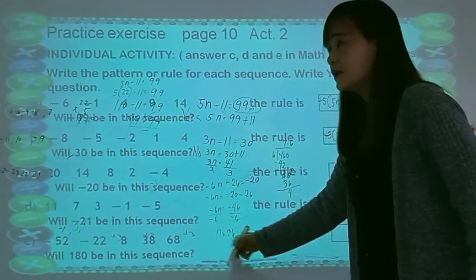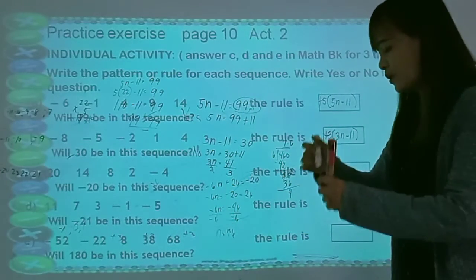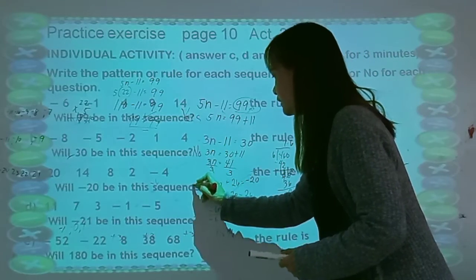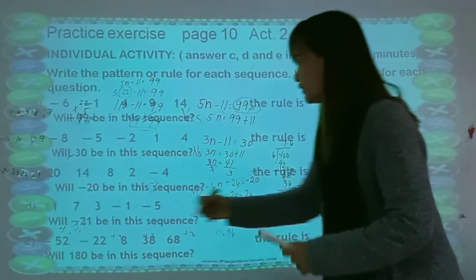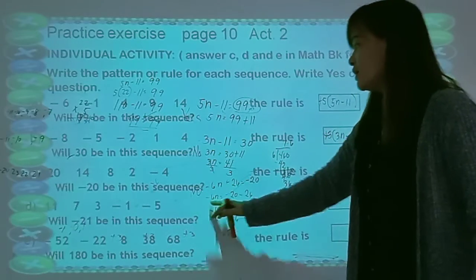Therefore, is negative 20 in this sequence? Very good. The answer for this one is no. The answer is no in letter C. Negative 20 is not in the sequence.